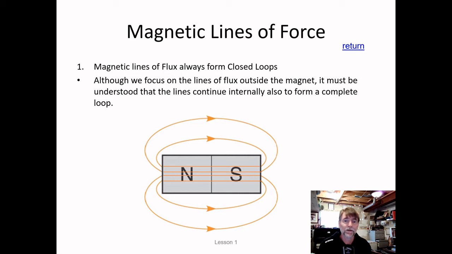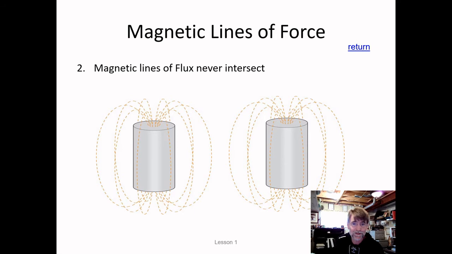Characteristic number one. Characteristic number two, they never intersect. So here's our first three-dimensional picture. Our lines of flux create a cloud, and they all spread out as symmetrically as possible, and they never cross, they never intersect.